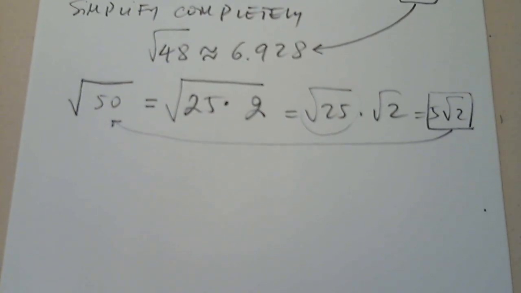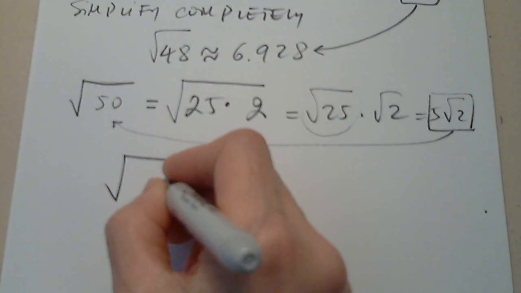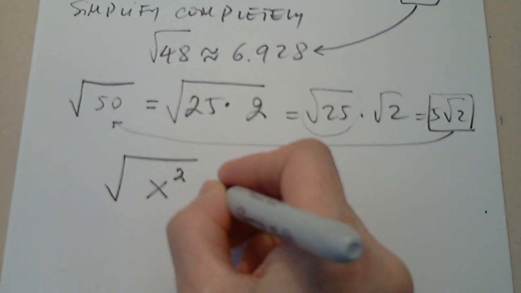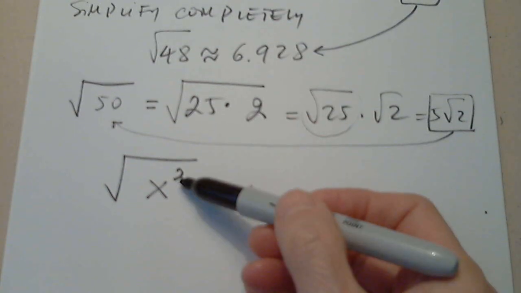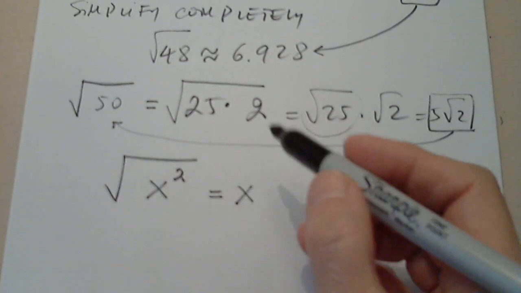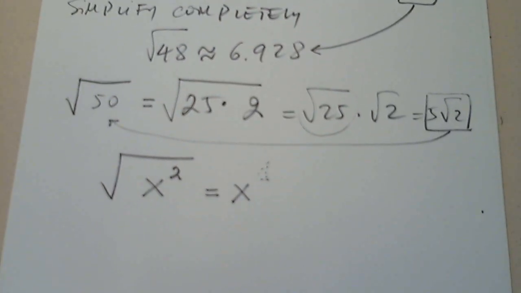Okay, here's a question. The square root of x squared, you will say, copy the base and divide 2 by 2 and get 1. Would you agree with this step?